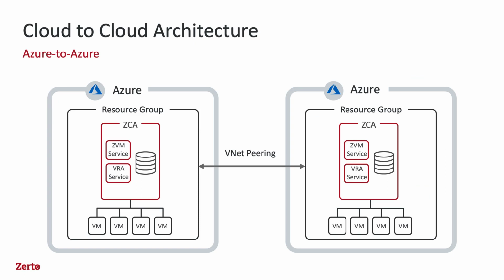It's easy to set up region-to-region replication. You just need to set up VNet peering between regions, install a ZCA in each region, and pair them. You will then be able to replicate between regions just like you could from on-premise to the cloud.